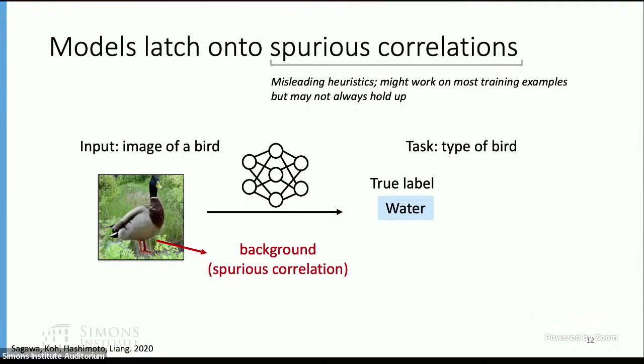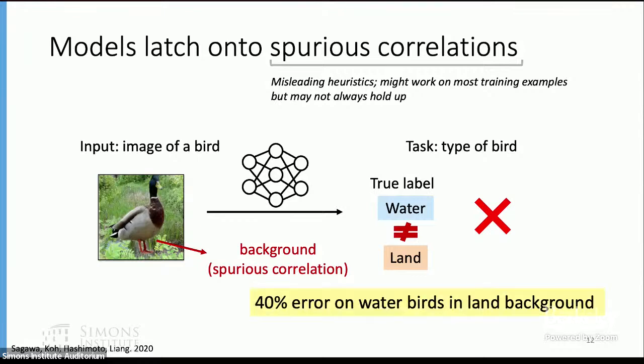But if you have an image like this, which is a water bird on a land background, the model is going to use the background to make its prediction. So even though this is a duck, it's going to say that this is land because it's detecting the background. In such examples, the model makes a mistake. And it's not just one example: aggregated over the entire data set, the model gets 40% error on such examples of water birds on a land background, because it's predominantly using the background to make its predictions.